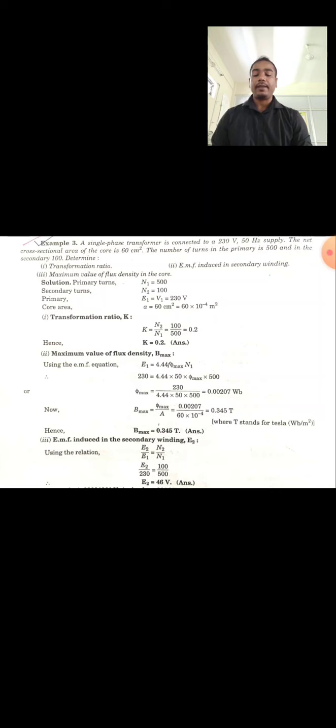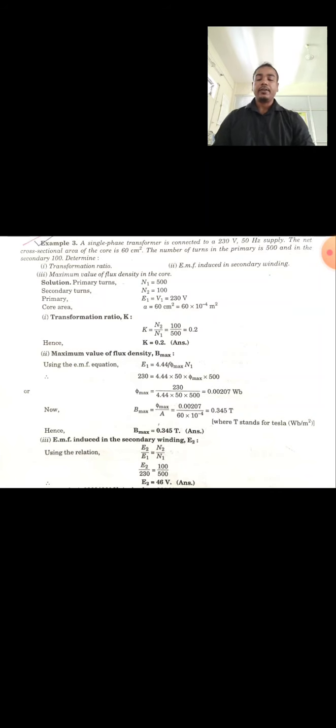Secondly, we have to find the maximum value of flux density B max. Using the EMF equation, E1 is equal to 4.44 phi max F N1, we will get phi max. Afterwards we will use one more equation from the derivation: phi max is equal to B max multiplied by A. From there we will find B max.